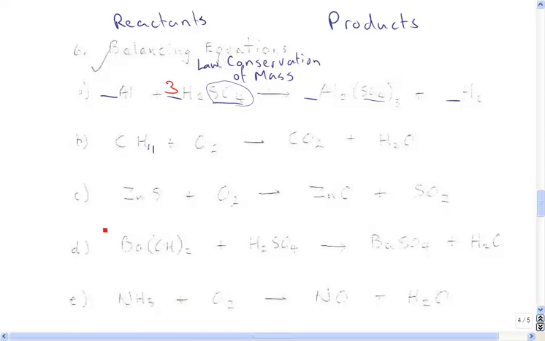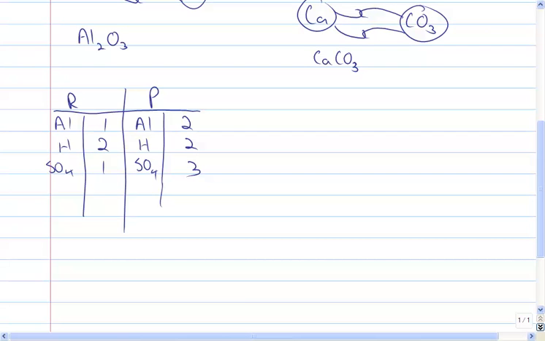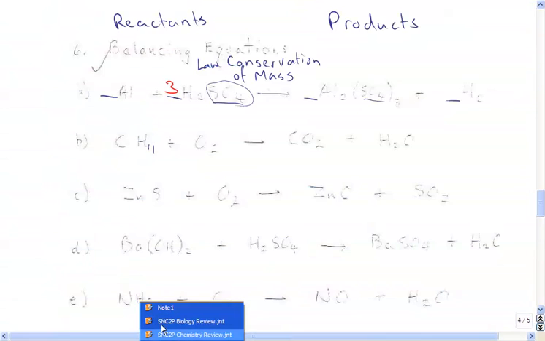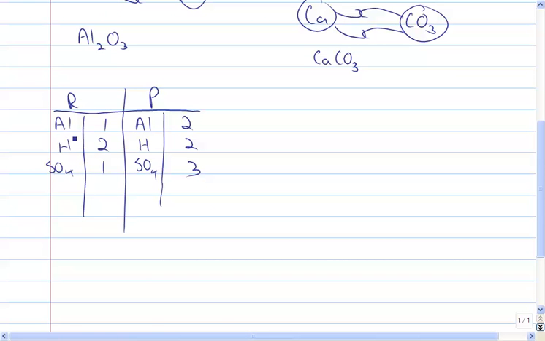So let's go back over here. I'm going to multiply that by 3. Sorry, let me do this properly. I'm going to change this: this becomes 6, this becomes 3. So this is balanced. That was good. I've got 6 hydrogens, but I've only got 2 on the other side. But I can fix that.